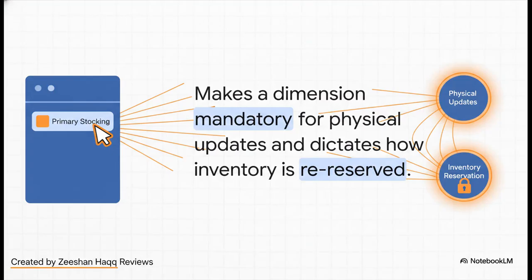Here's another critical one, the primary stocking setting. It's just a little checkbox. But when you enable it for a dimension like warehouse, it makes it mandatory for every physical transaction. And even more importantly, it totally changes how inventory reservations work, forcing the system to reserve items only within that specific warehouse. It is a tiny checkbox with a massive, massive impact on your entire fulfillment process.